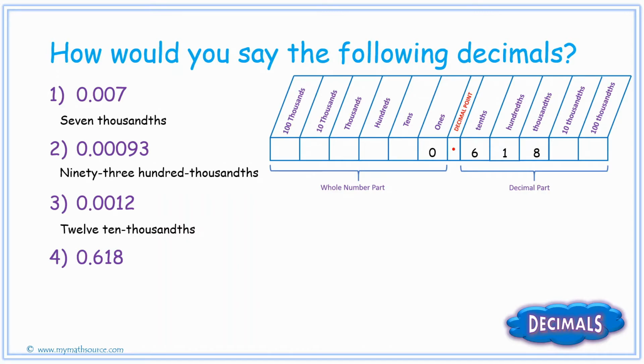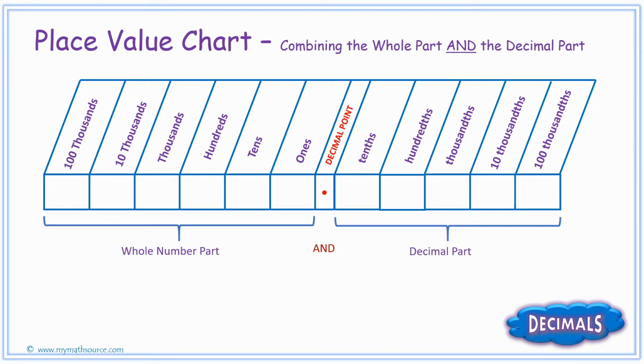And because the 8 is in the thousandths position, we would simply say 618 thousandths. Okay, what if we want to have a whole number part and the decimal part? Well, instead of saying point, like what you would commonly hear from most people, what we really should say is the word and. And so what we do is we say the whole number part and the decimal part. We do this with money a lot.